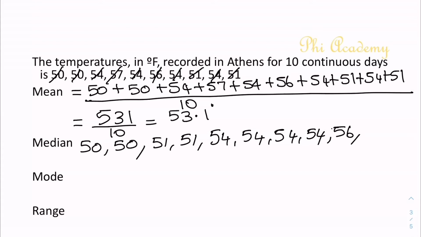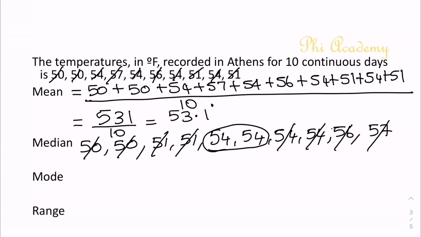Now that we have the data in order, we can start from the end and work out our middle one. So 50 and 56, 51 and 54, 51 and again another 54, and then we end up with two middle values. This is where we can take the average or the mean of these two, which is 54, add 54, divide by 2, which is another 54. So that will give us our median.